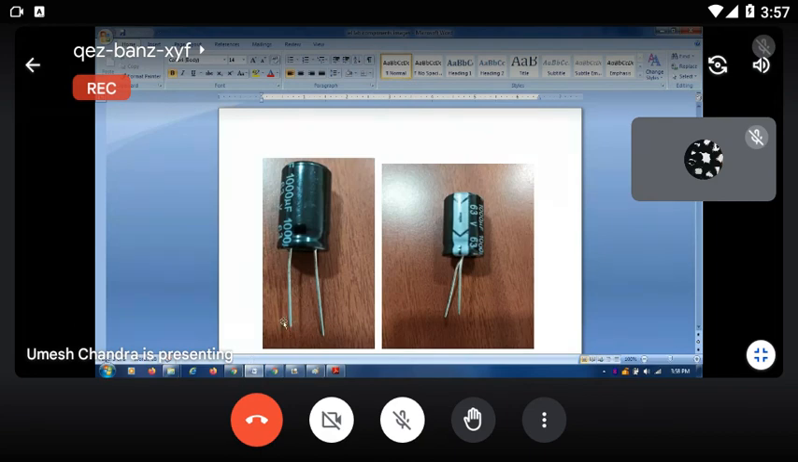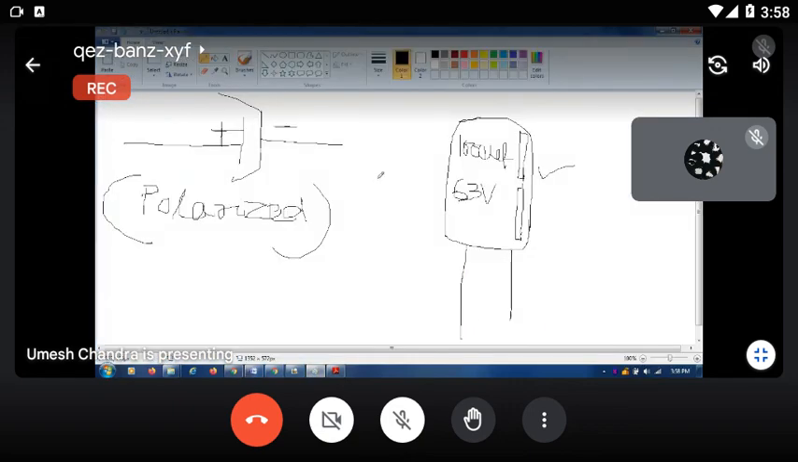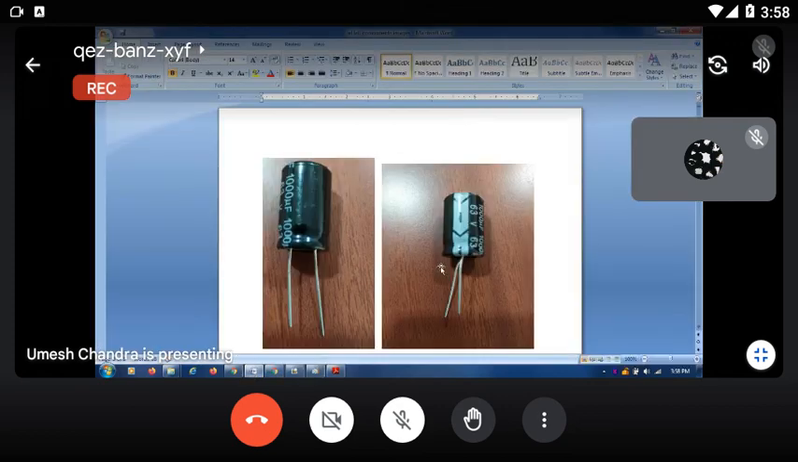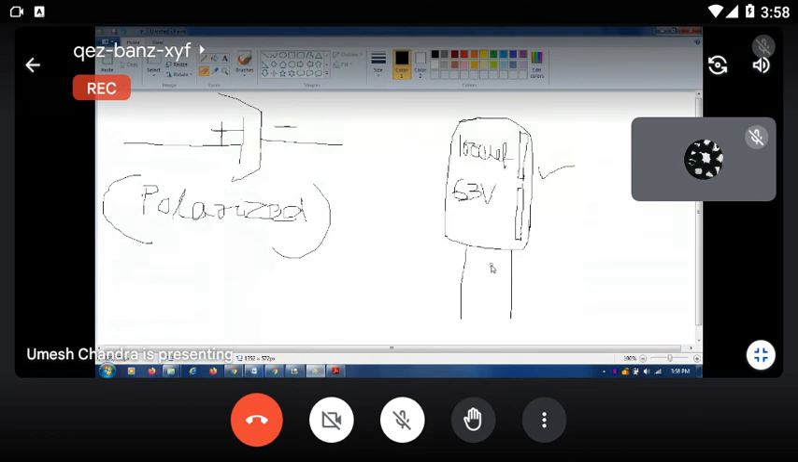But sometimes the two pins are equal. Suppose two pins are equal. Then how do you identify? अभी मैं फिगर दिखा रहा हूँ, ठीक है? हाँ, अभी इसमें देखो. Now you tell which pin is positive, which pin is negative. Suppose two pins are equal. दोनों pin equal हैं. How do you identify positive and negative? Sir, on the side there is some marking or elevation. Yes, that is correct.